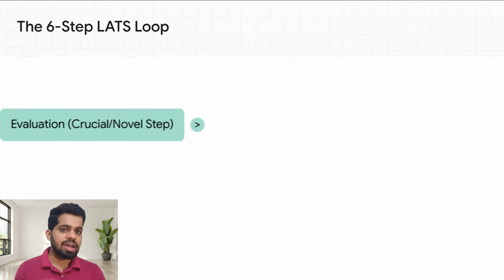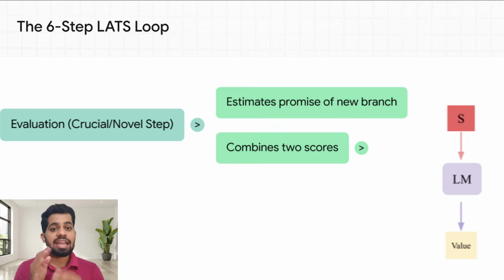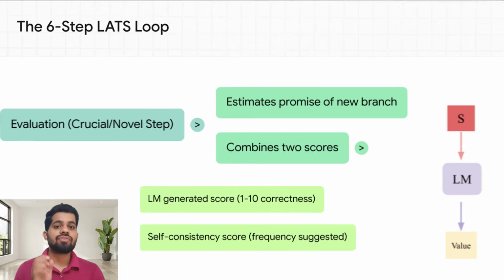The next step is evaluation, a very crucial and novel step. For each new branch, we need to estimate how promising it is. It does this with a very clever value function that combines two scores. First is the language model generator score, which prompts the language model to look at the current path and score its correctness from 1 to 10. Next is the self-consistency score, based on the idea that actions suggested more times are more likely to be correct. This gives the search process a powerful heuristic to guide it.